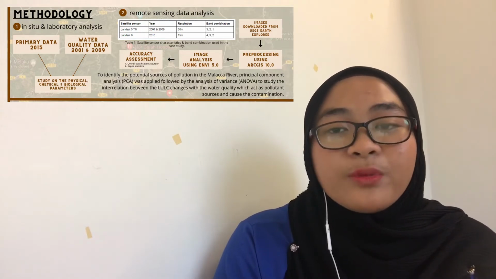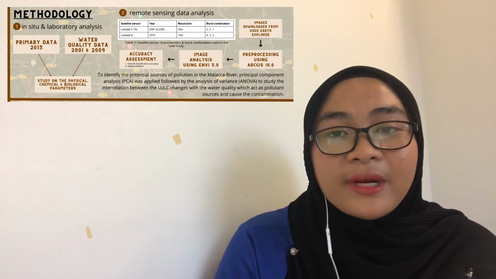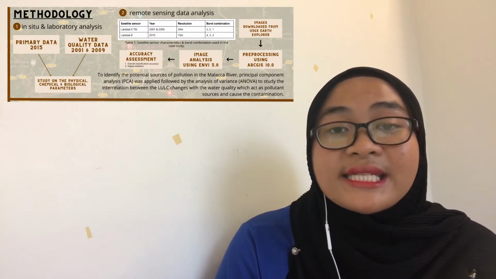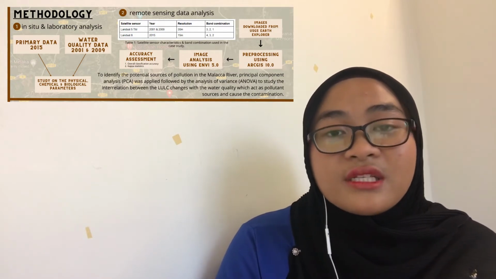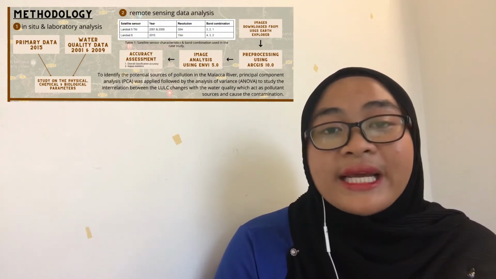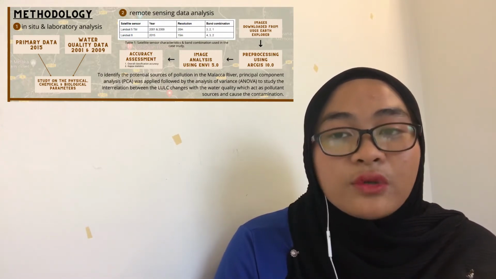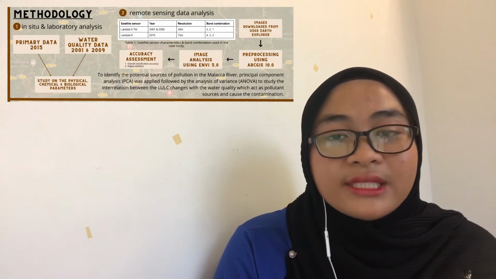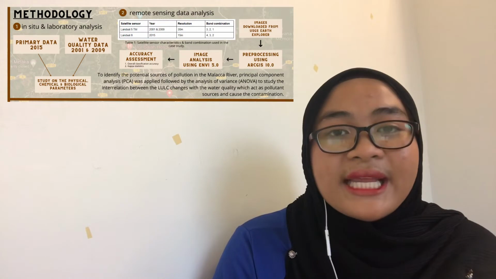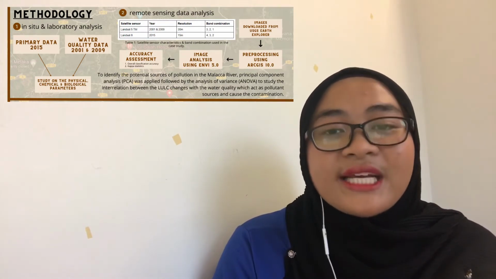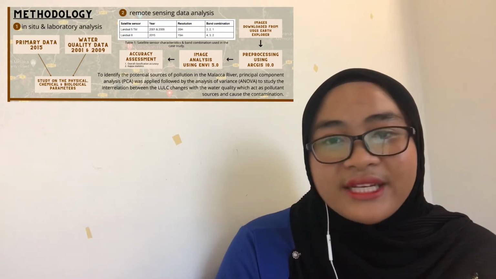And then it will proceed with the study based on the physical, chemical, and biological parameters of water, such as the salinity, demand of oxygen, concentration of nutrients, dissolved oxygen, and other parameters. The principal component analysis, PCA, is also applied to locate the possible sources of pollutants. And then this will be followed by using the ANOVA method, analysis of variance, to determine the connection between the LULC changes and the water quality.